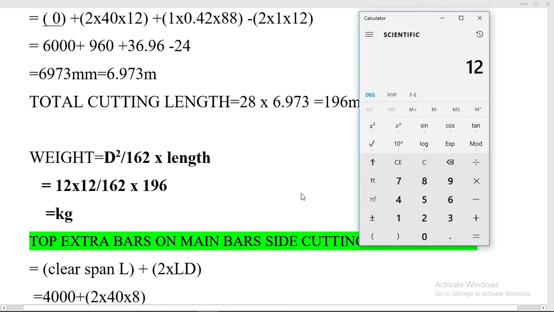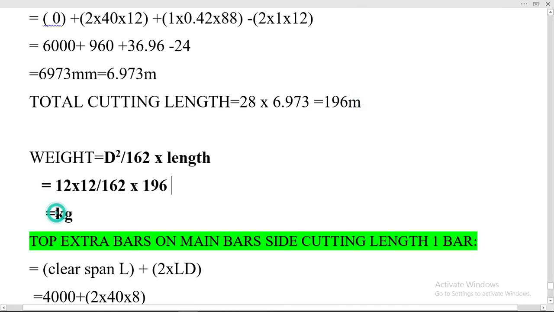12 dia bar square divided by 162 formula, then multiply with the length, the total cutting length of the distribution bar, 196. That gives 174. Let me take it as 175 kg. For the distribution bar weight we require 175 kg.